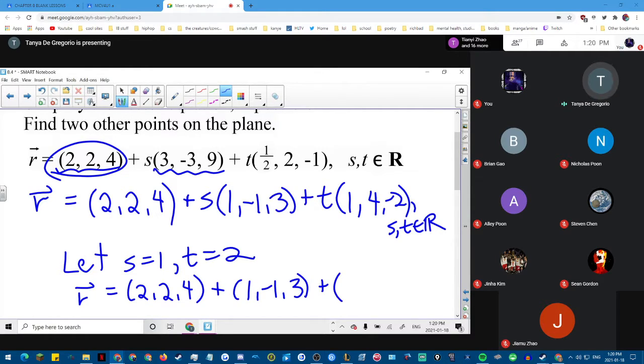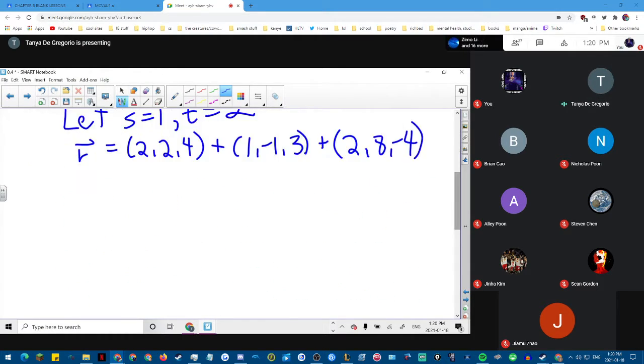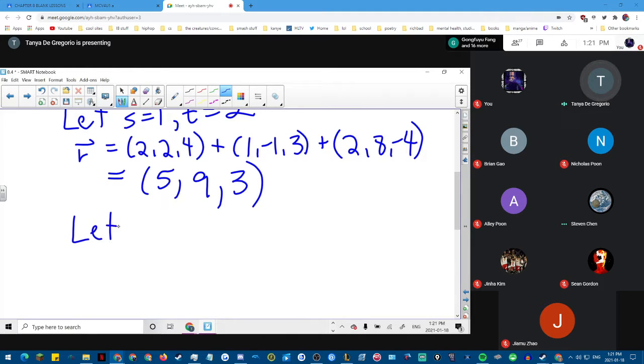And now I'm multiplying everything here by 2. And then just simplify this. So I have 2 plus 1 plus 2, 2 take away 1 plus 8, and 4 plus 3 minus 4. Cool? So there's a point on my line. And now I want another point on my line. So I don't know. What do you guys want to let it?